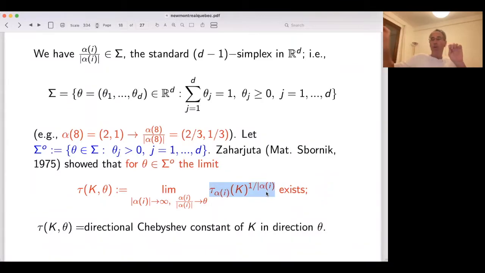I've got this whole sequence of Chebyshev constants, and now with each point on this simplex, I just look at subsequences from that sequence, whose normalized exponents, if you like, go off in that direction. That's what this tau k theta is doing. Okay, so in this two-dimensional setting, I've got a kind of one parameter set of these numbers tau k theta. Is it okay with everybody?